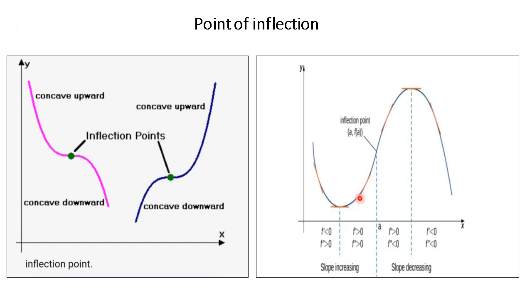See here in this graph, f double dash of x is greater than 0 for all x less than a. This is the point a. For all x less than a, the function f is concave up. See here, concave up over the interval minus infinity to a, this function is concave up.